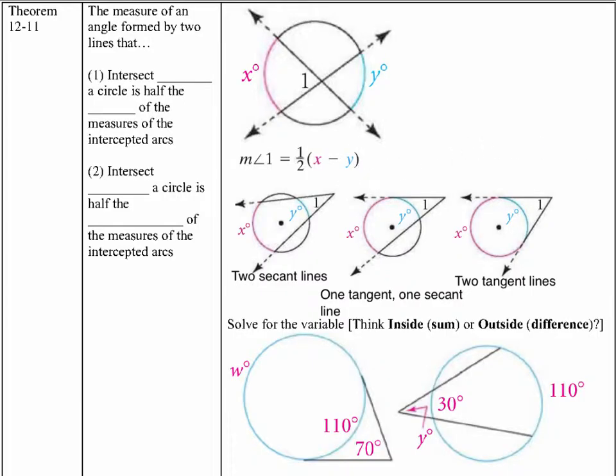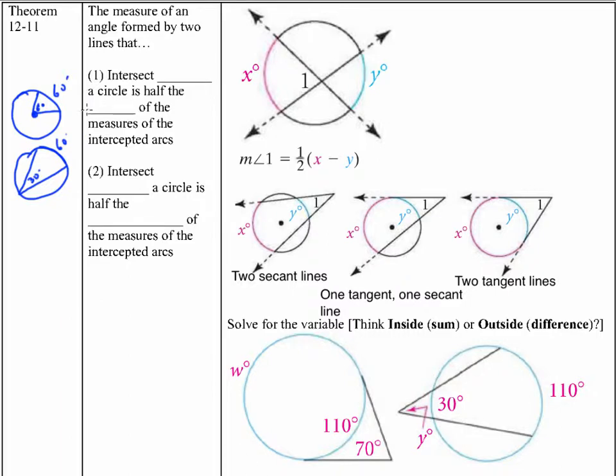Okay, so we're on Theorem 12-11. We have talked about, so far, two types of angles. You don't have to write this down. We talked about central angles, where, let's say this is 60, then this would also be 60. Central angles are congruent. We've talked about inscribed angles, so again, you don't have to write this down, but if this was 60, this would be half, this would be 30.